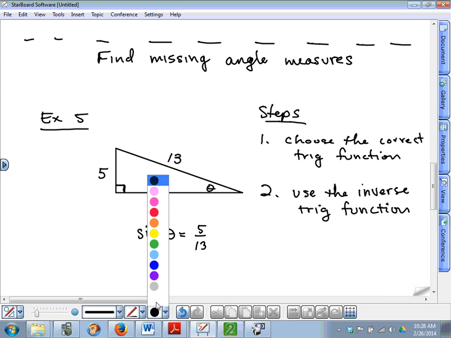So in this case, we're going to use the inverse sine. You have to write this correctly. You have to put the inverse sine here. And since this is an equation, you have to put the inverse sine on the other side.